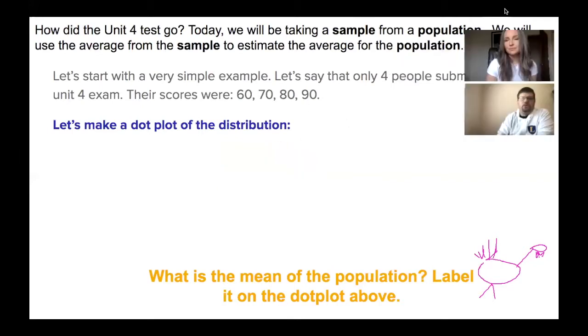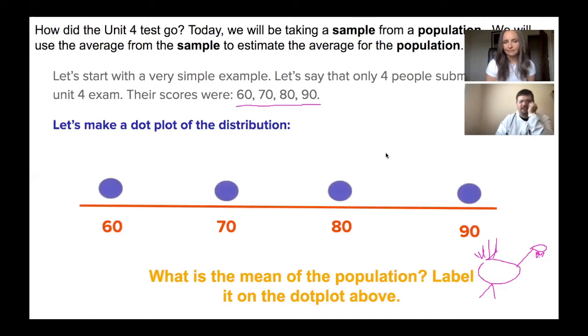This is our population right now. Let's make a dot plot of the distribution of the population because we can. What does it look like, Mr. Bobby? Nope, there'll be a dot above 60, 70, 80, and 90, just plain old boring, and uniform, as we call it. What's the mean of this population? It would be right there at a good old 75. I could, of course, add them up and divide by 4, but it's pretty obvious that the mean here is 75. In a normal problem, you would not be able to do this step.